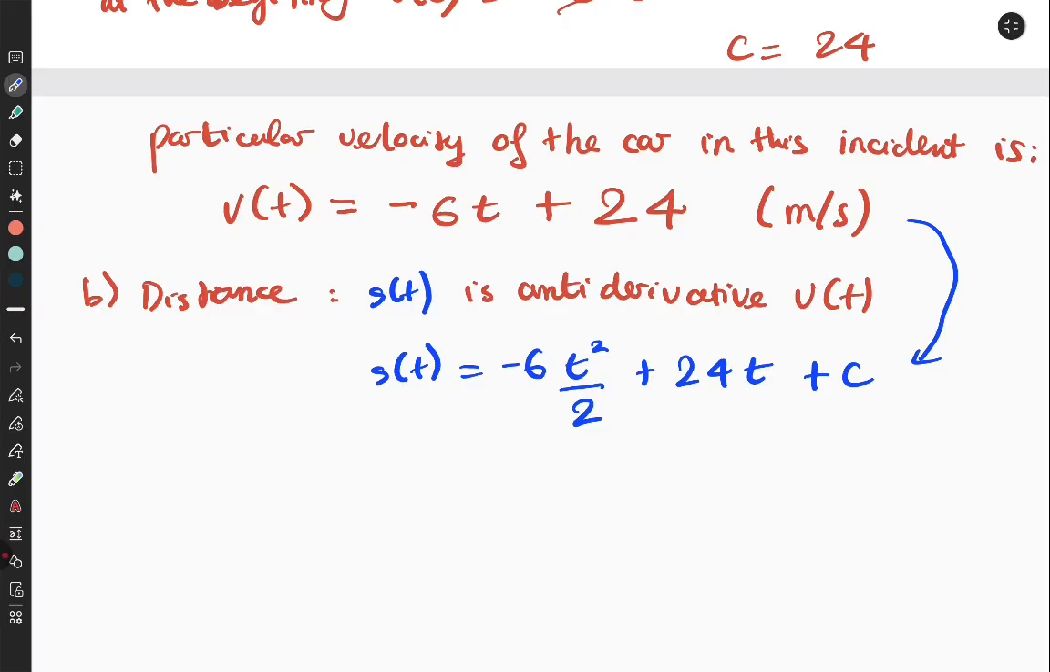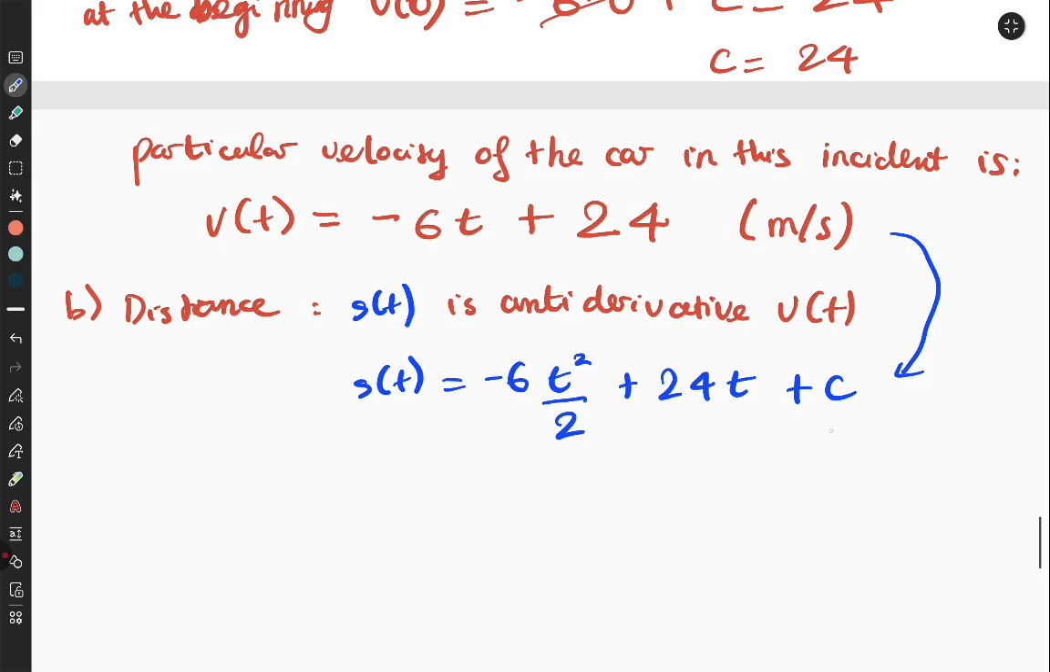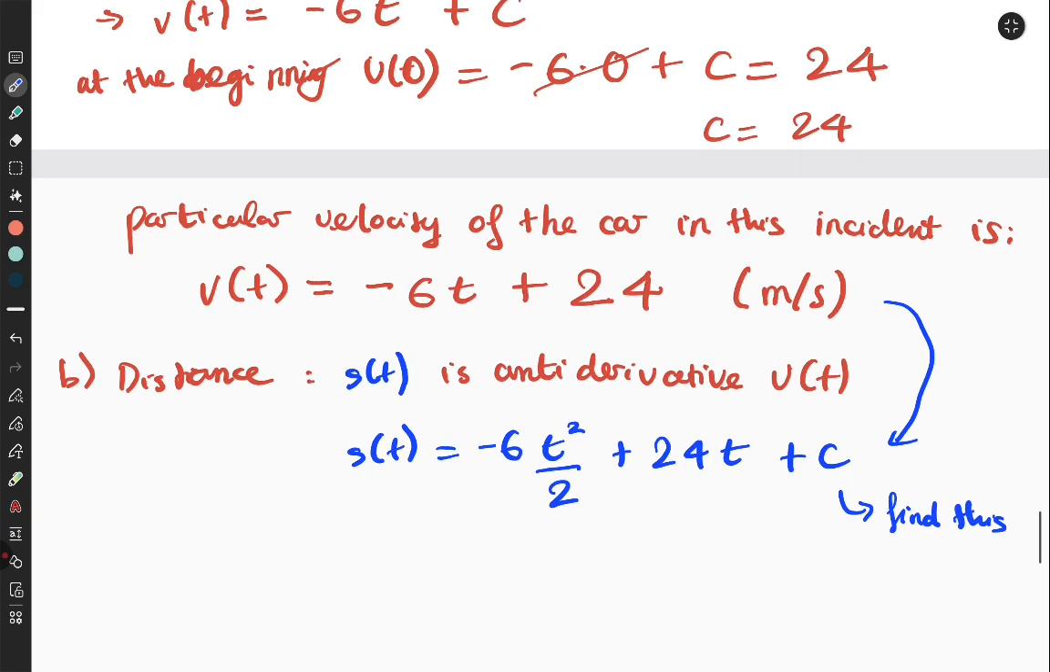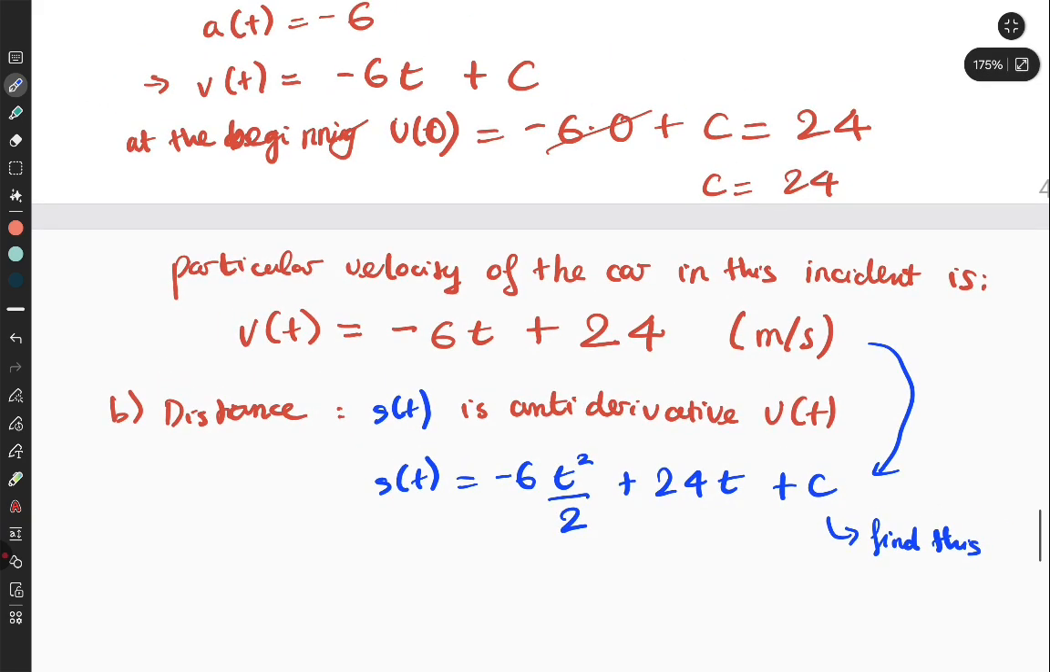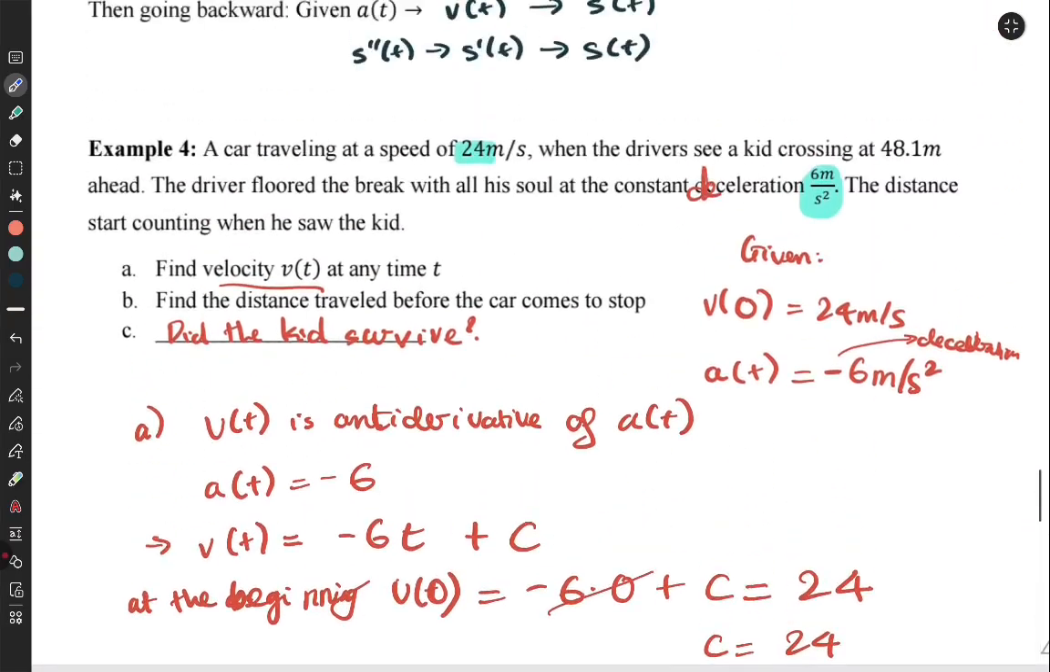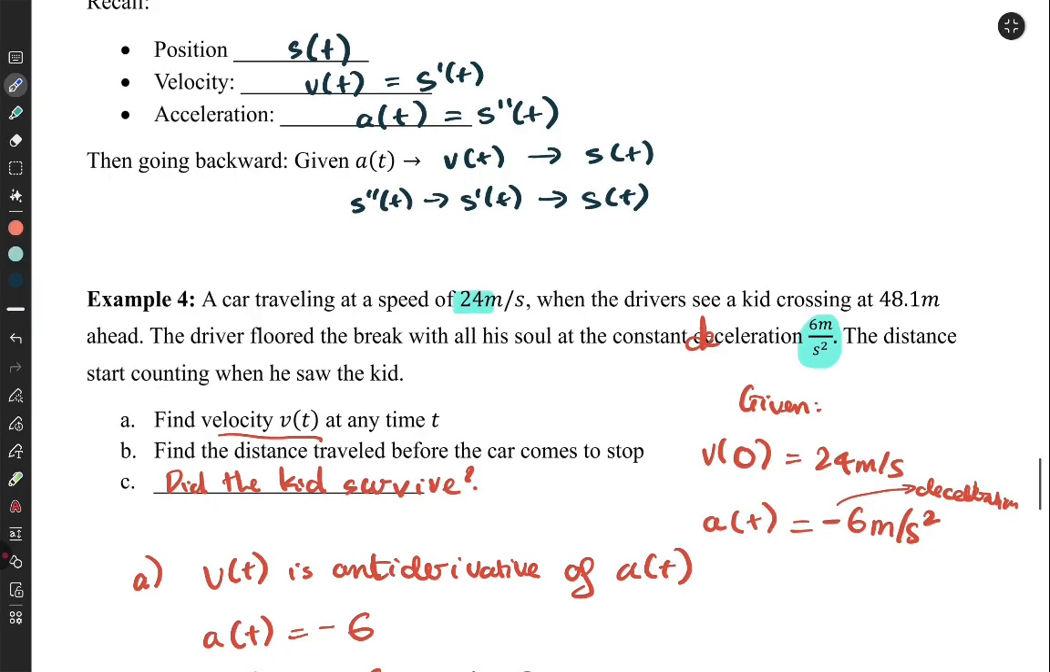But we start running out of options. We need to find that c to have the particular distance. I'm going to read the question in part B again. Okay, done. I'm going to scroll up.